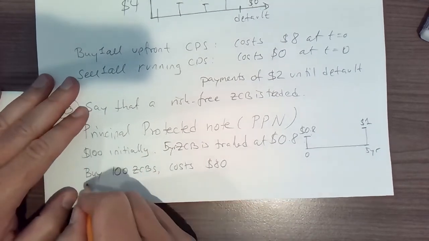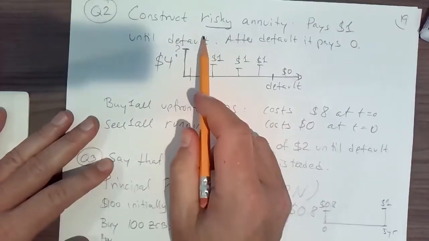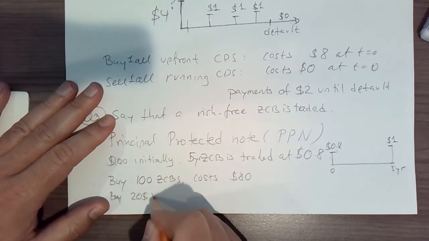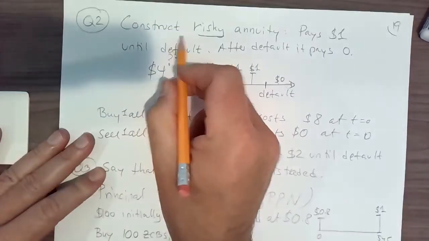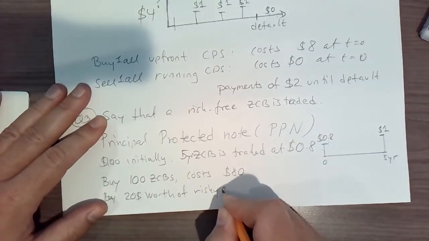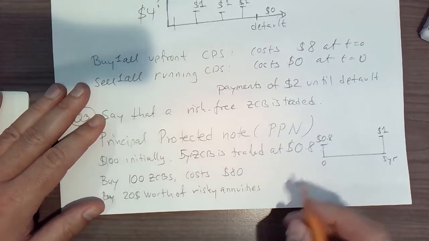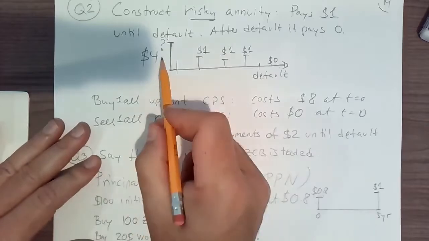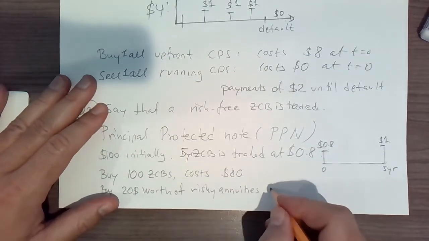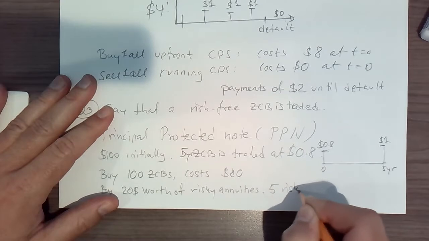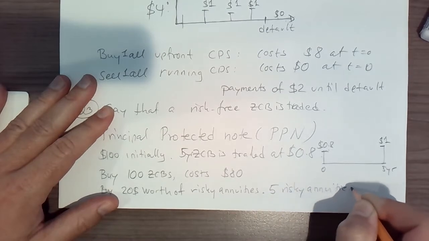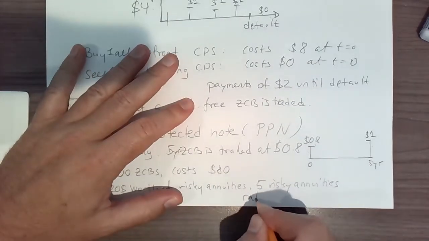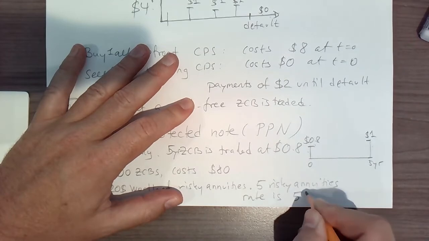So you have these risky annuities up here. So you buy, how many do you buy? You buy $20 worth of these risky annuities. And so this will add up to 100. How many can you get? Well, each one was $4. You have 20, so you get five risky annuities. Right, and each one of them comes with $1. So the rate here is 5%.